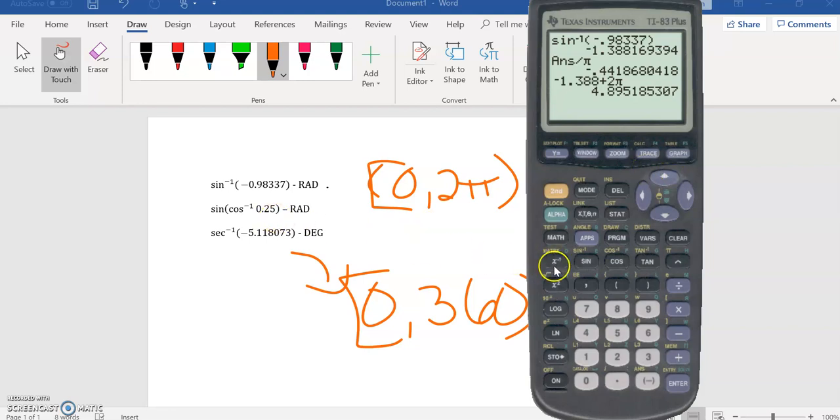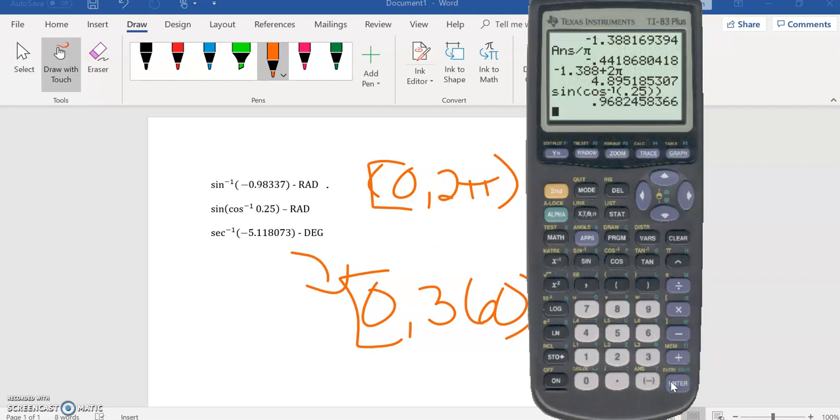Now this next one here, I'm just going to do it nested. So the sine of the arc cosine of 0.25, staying in radians, and there's my answer, 0.96 radians.